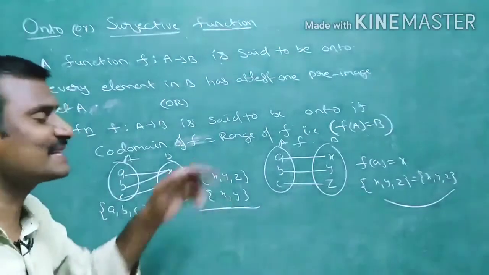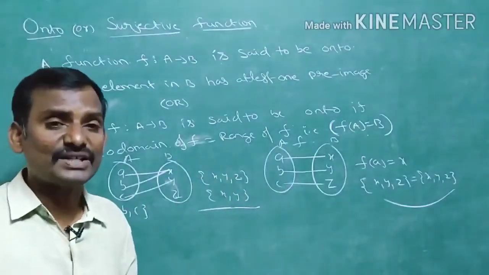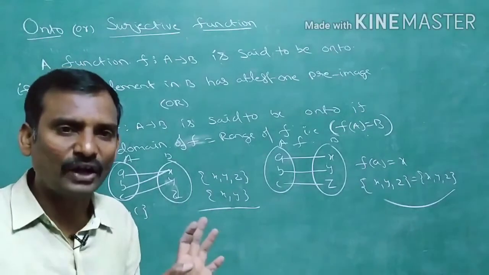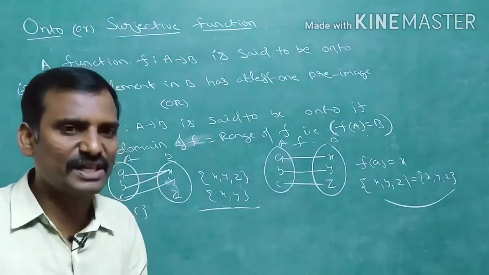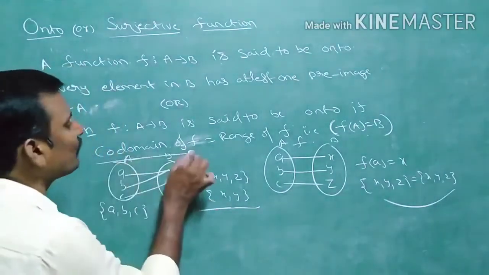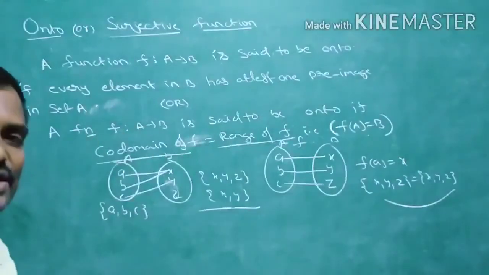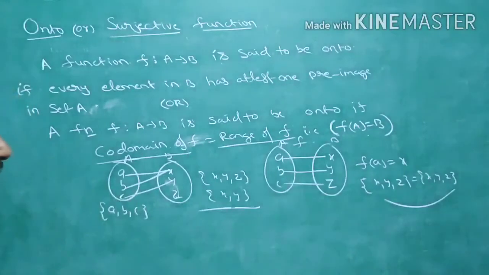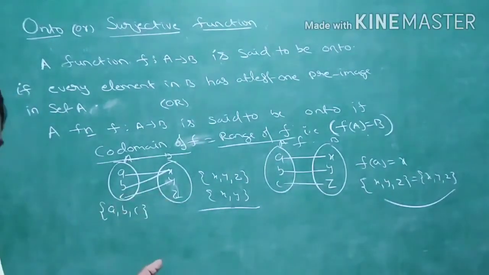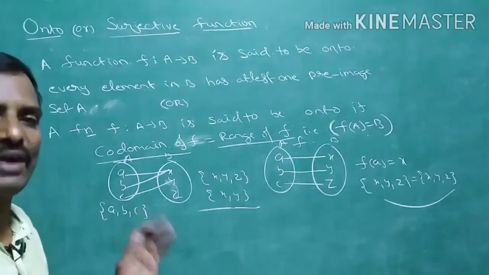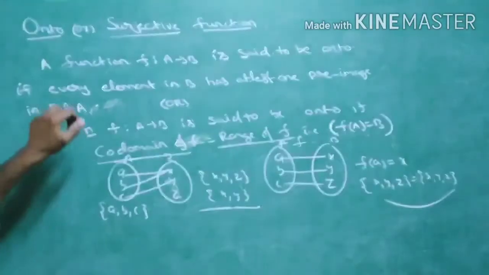Another definition. This is the easy definition. A function f from A to B is said to be onto if codomain of f is equal to range of f. If the codomain of the function is equal to range of f, that is the onto function. Codomain is not equal to range, that is not onto function. Once again, I repeat the definition.